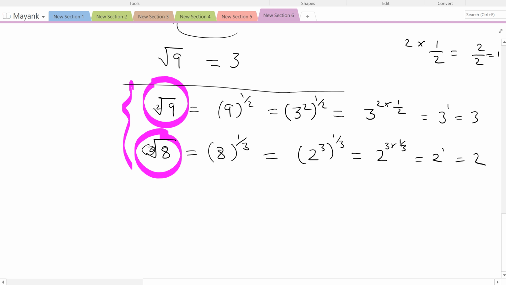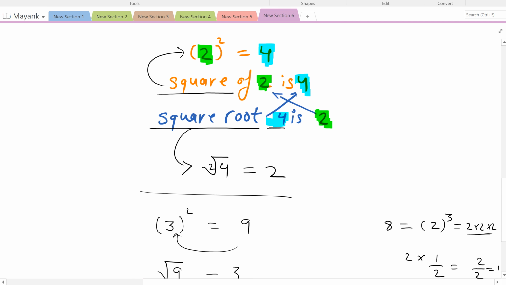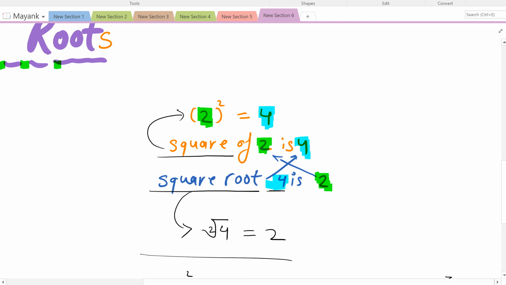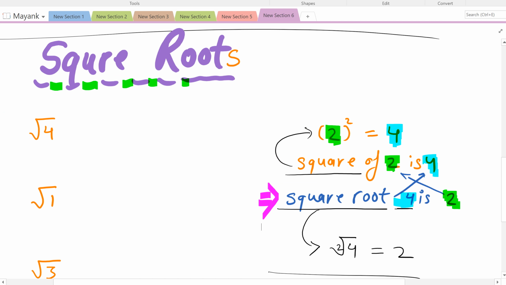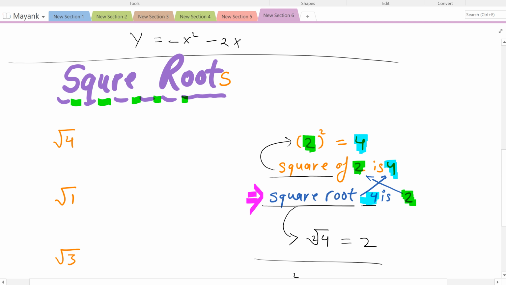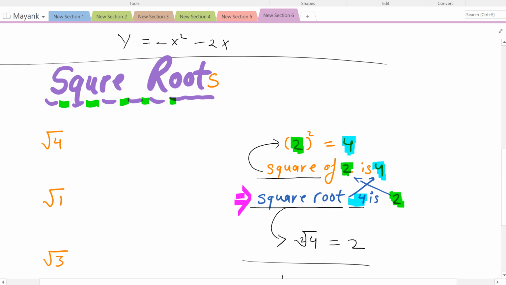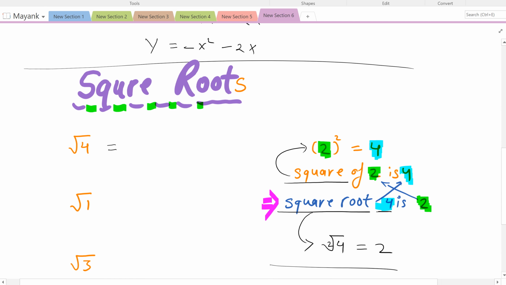So that is another way of thinking. The initial way was that 2 squared is 4. Therefore, this implies that square root of this is going to be 2, right? The square root of 4 is going to be 2 because 2 squared is 4. That's the simple logic. When we start, we go with that simple logic. Now, can you answer me these things? Square root of 4 is 2. Square root of 1 is 1.